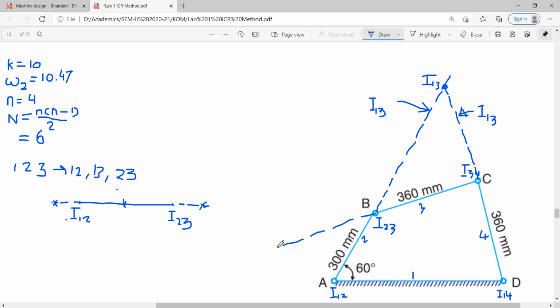Like this, the line I have drawn in search of ICR I24. If suppose you don't know why you have drawn this line, you can mark it. उसको मार्क कर सकते हो that ये लाइन पे ICR I24 होगा. ठीक है.